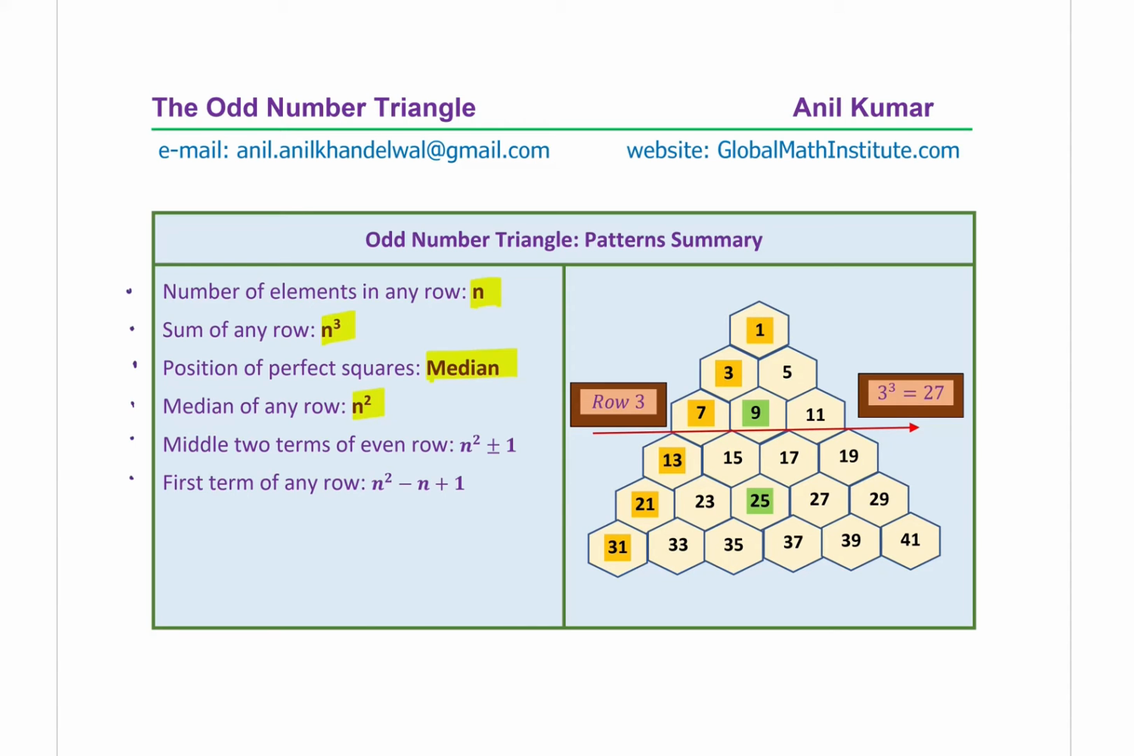The middle two terms for even number will be n square plus minus 1, and the first term formula is n square minus n plus 1, correct? Now here you can verify looking at the third row. So if you look at the third row, we have 3 numbers in it, right? So n is 3. And the sum of this is n cubed, which is 27, right? And the center value is n squared, which is 9. So that is how you could actually get all the results.